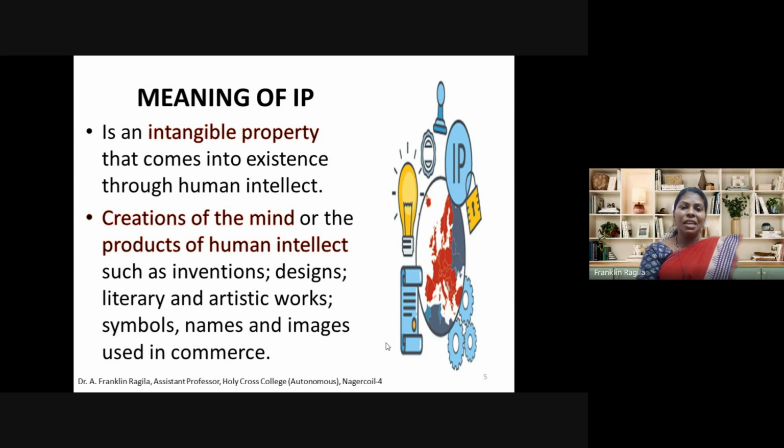So it's the creation of the human mind which came into existence through the intelligence of human beings. Otherwise, you can say it's a creation of the mind or the product of the human intellect, maybe images, artistic work, literary work, names, logos, symbols, and especially it should be used for commercialization, like we should use it in the field of commerce.